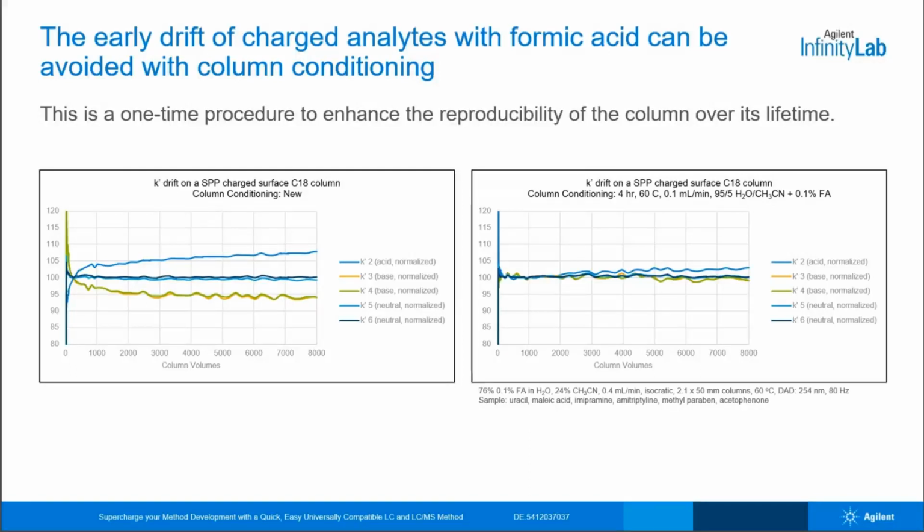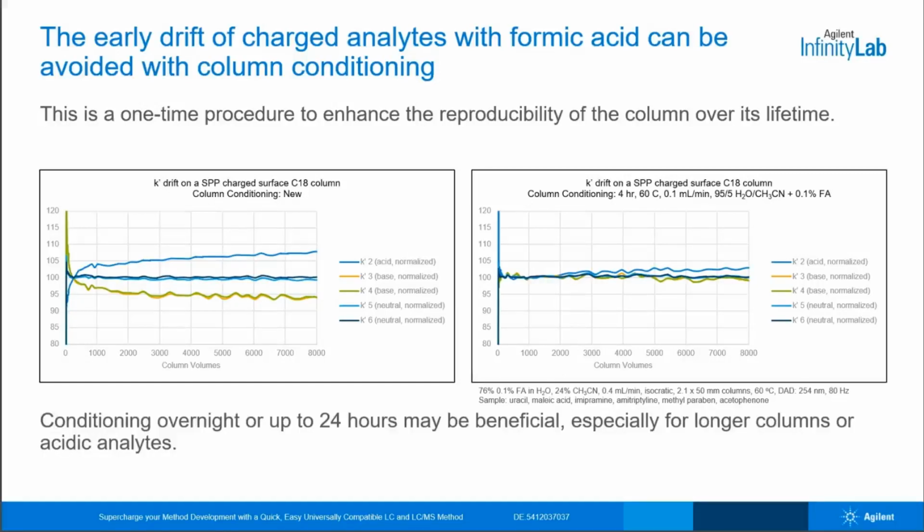This procedure only needs to be done once when the column is brand new right out of the box. Occasionally longer conditioning periods may be preferred for really long columns, these are 50 mm ones shown here, or for acidic analytes, which drift slightly more than basic analytes as seen in these plots.